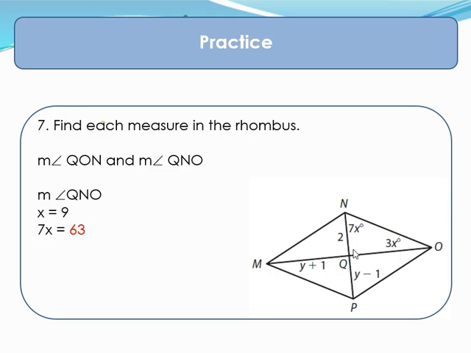And to solve for QNO, we would solve for 7x right here. And x equaled 9, we discovered in the last slide. So 7x, 7 times 9 equals 63.